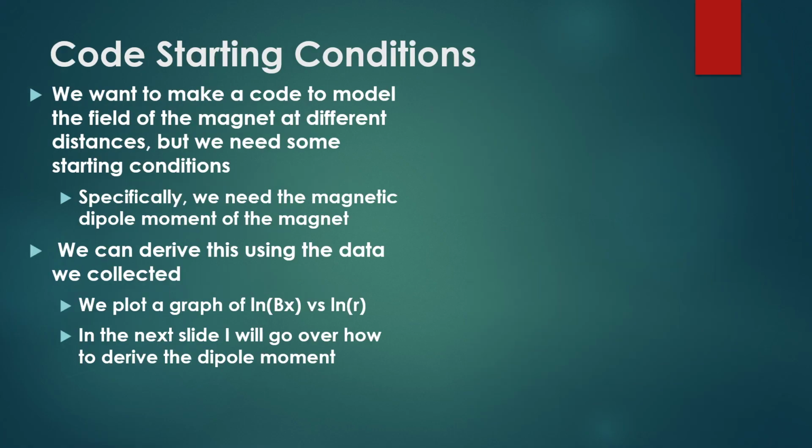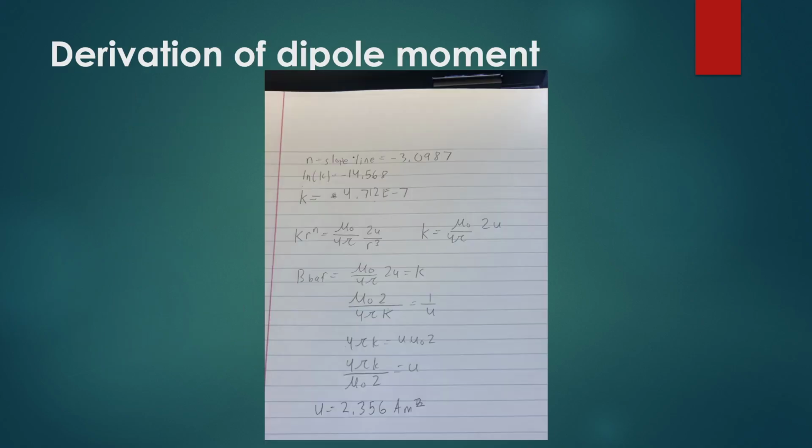So the starting code conditions. What do we need to make the code? We wanted a code to model the field of the magnet at different distances, but we need some starting conditions. Specifically, we need the magnetic dipole moment of the magnet, and we can derive this using the data we collected. So we plotted a graph of ln Bx versus ln r. And in the next slide, I will show you how to use that information to find the dipole moment.